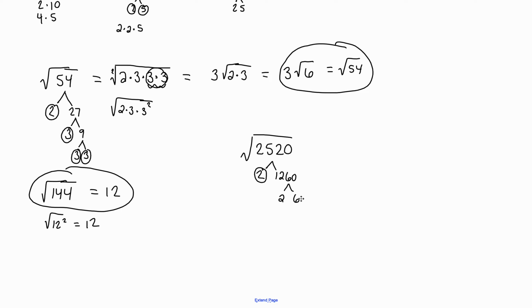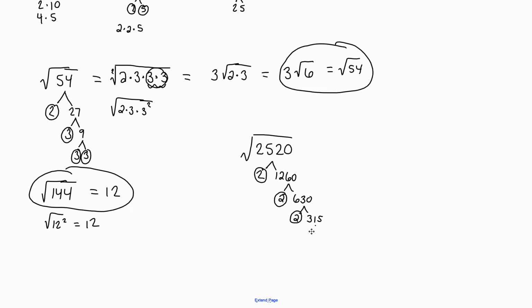You can always use larger numbers to start with if you didn't want to use 2. I'm just using 2 because I know that they're even and I know that 2 is prime. So 630 is also even, so I can divide that by 2 as well. And I get 315. So 2 is prime. 315 is not even, but it does end in a 5, so I can divide that by 5. And by the way, I could have divided this number, 2,520, by 5 because it ends in a 0. I could have easily done that first.